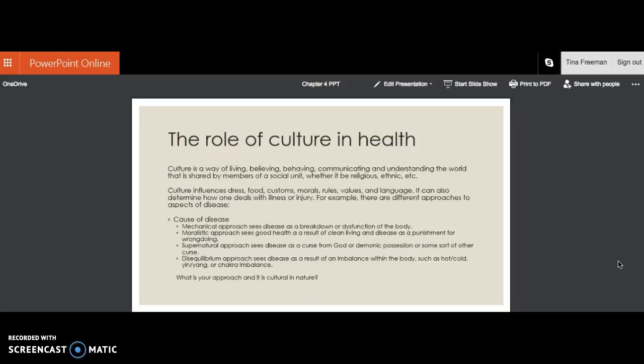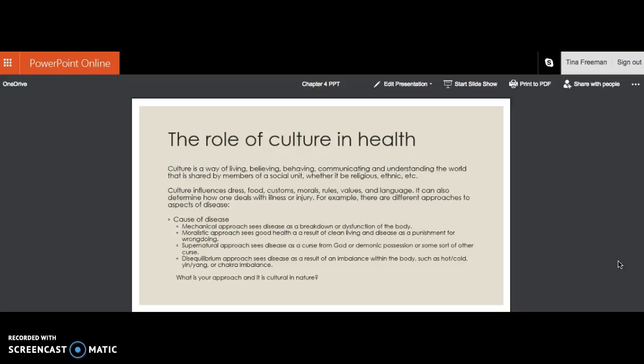So I was referring to culture. Culture is a way of living, believing, behaving, communicating, and understanding the world that is shared by members of a social unit, whether it's religious, ethnic, or etc. So think about your particular religion and how that, in a sense, is a culture in which you live. It influences the way you dress. It influences the food that you eat, the way that you celebrate with food, customs, morals, rules, values, language. We talked about that when we were talking about ethics, how our culture really influences how our code of ethics is developed.